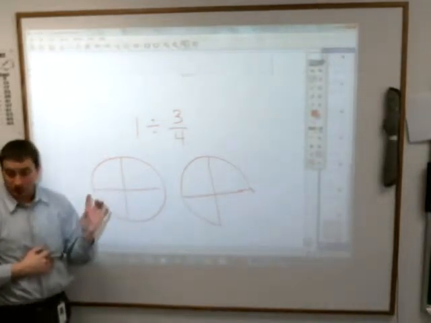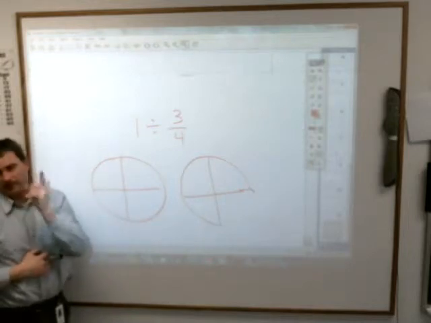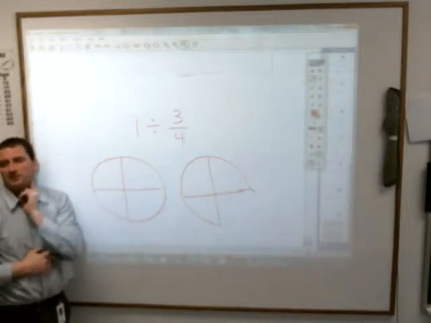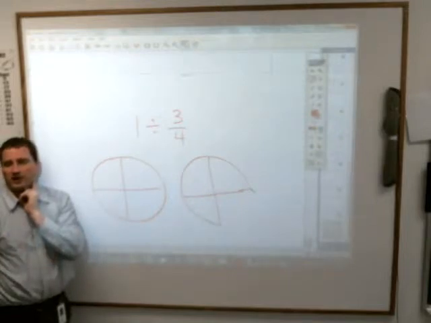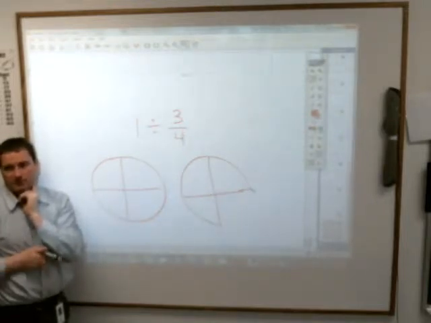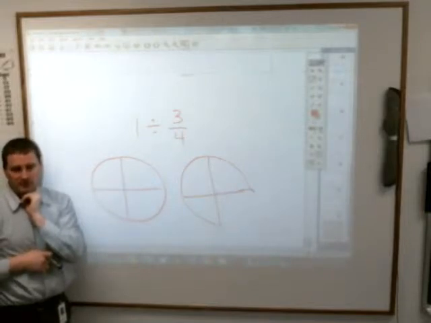Now let me tell you for sure. Well, I guess Ryan. 1 remainder, 1/4. When you work with fractions, you can't have remainders. You can have a mixed number, but you can't have a remainder.